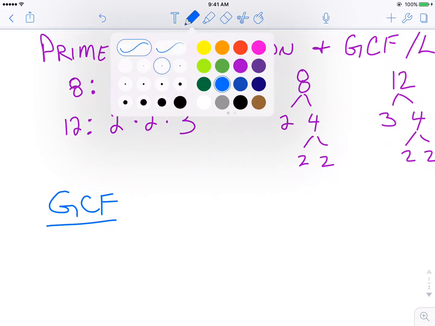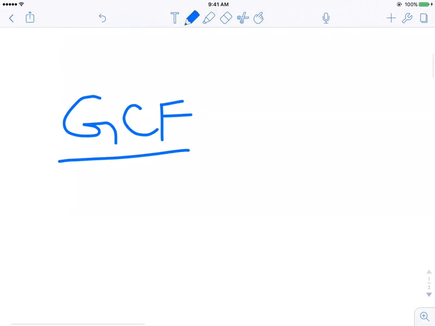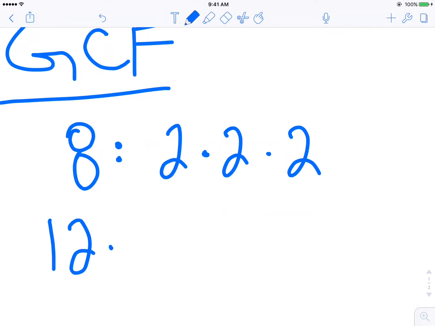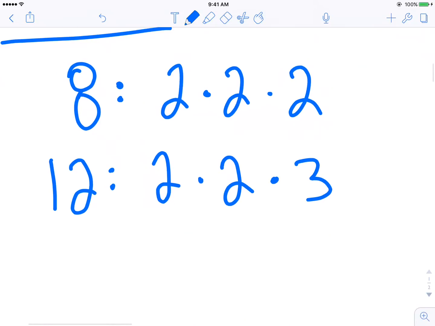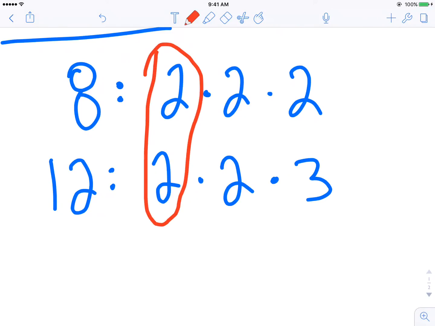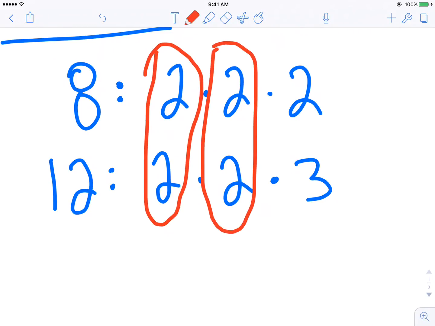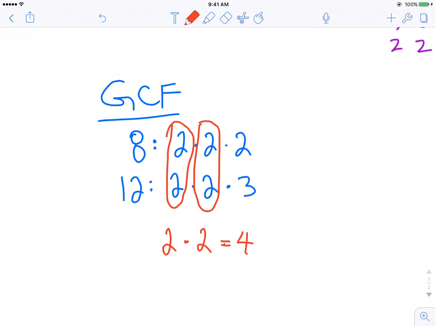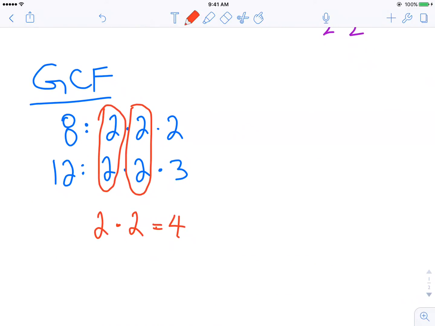So I take my prime factorization for both of those numbers, 8, which is 2 times 2 times 2, and 12, which is 2 times 2 times 3. And I look to see what's common between the two. Well, what's common? My 2's here, and my 2's here. So what does that mean? It means 2 times 2, which is 4, is my greatest common factor between 8 and 12.